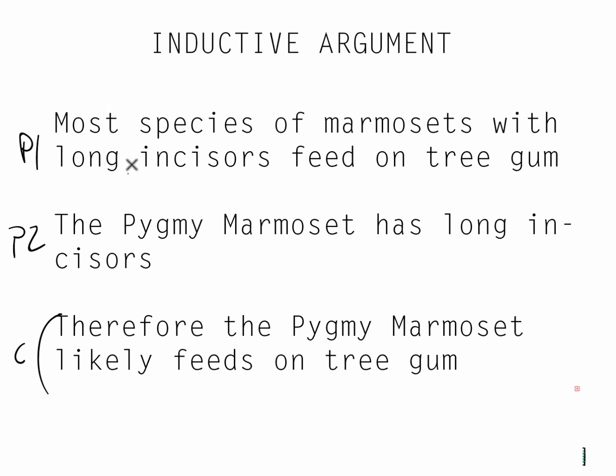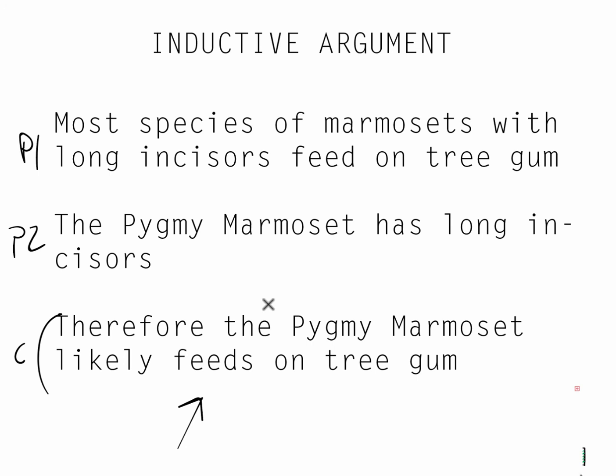We don't prove it. We could get really, really impossibly close to proving it, but we don't even really try to absolutely prove arguments in inductive reasoning. So here we're just told most species of marmosets with long incisors feed on tree gum. Okay, great. If that's true, let's accept that as true. And then if this is true too, the pygmy marmoset has long incisors. Well, then we've got good reason to accept this conclusion that the pygmy marmoset is probably, more likely than not, to feed on tree gum.